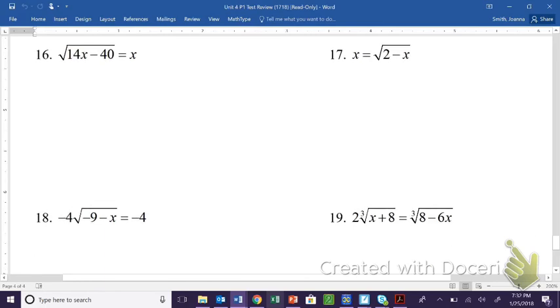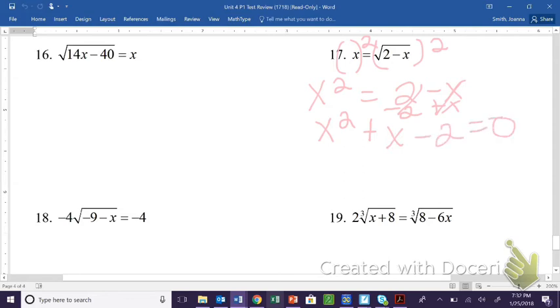Number 17. We're going to square both sides. X squared equals 2 minus x. Set it all equal to 0. It's another quadratic. X squared minus, I'm going to go ahead and switch signs. Add x to both sides, subtract 2. That all becomes 0. What you do to one side, you must do to the other. So I'm going to do plus x minus 2 equals 0.